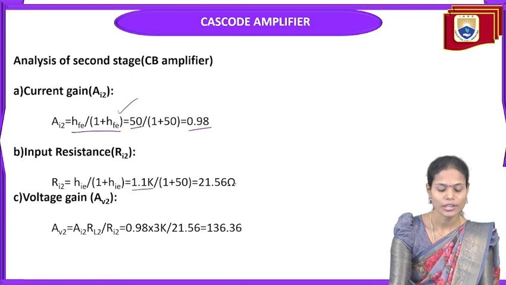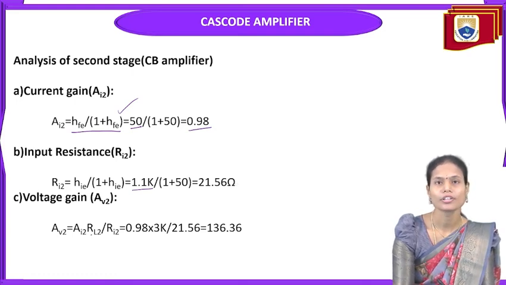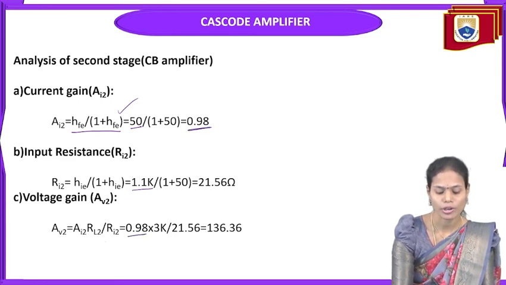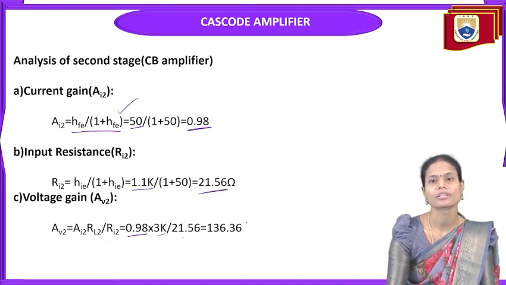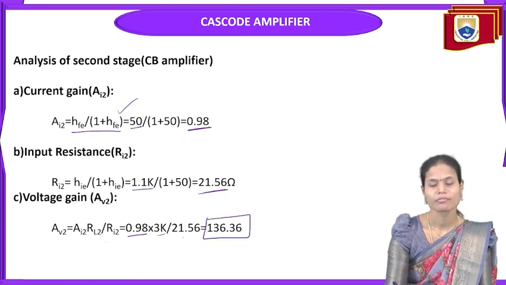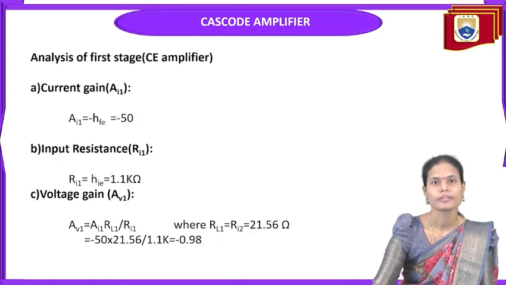And the voltage gain is equal to current gain into load resistance by input resistance. So the current gain value we have calculated already, that is 0.98, and RL2 is 3 kilo ohm and Ri2 is 21.56. After substituting all these values, the overall voltage gain is 136.36 for the common base stage.